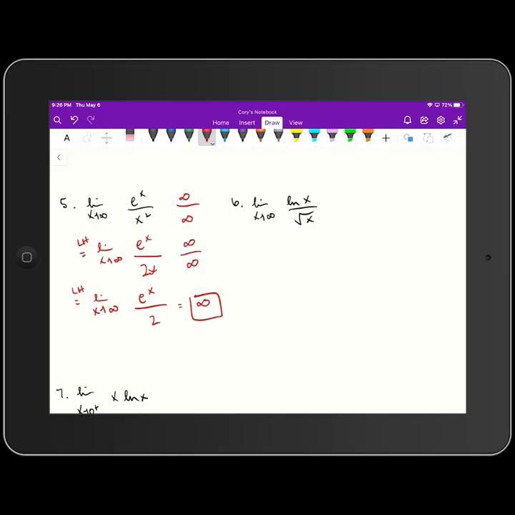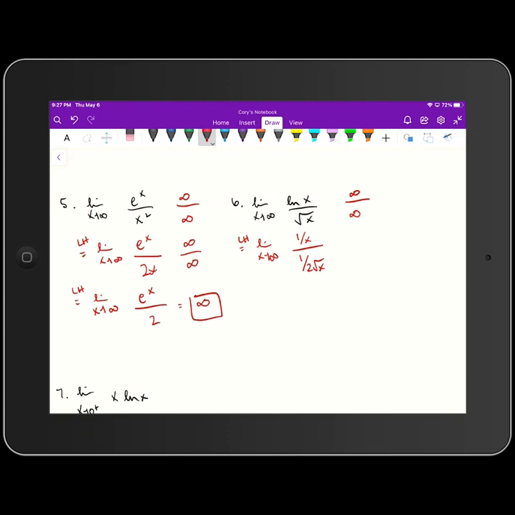Okay, with 6, we have the limit as x approaches infinity of the natural log of x divided by the square root of x. Again, as x gets big, both the numerator, the natural log of x, goes to infinity, and the denominator, radical x, also goes to infinity, which means this is a candidate for L'Hopital's rule. So if we want to use L'Hopital's rule to evaluate the limit, we take the derivative of the numerator, which is 1 over x, divided by the derivative of the denominator. So that's going to be 1/2 x to the negative 1/2 power, or 1 over 2 radical x.